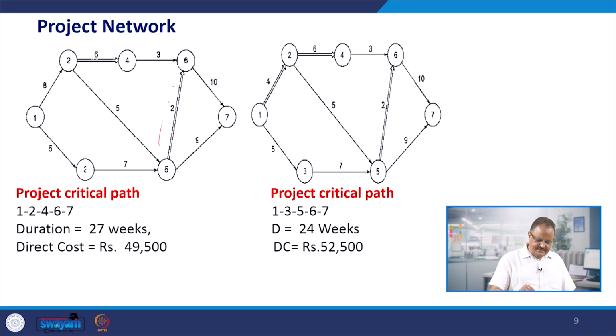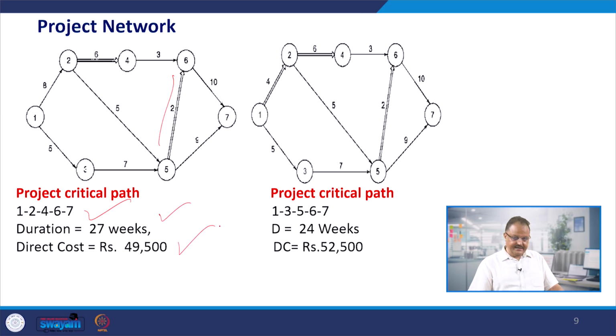So, we find that activity 5 to 6 is the one where the slope is the least. You may call it the difference in the cost, the increase in the cost because of reducing the time; the slope between the time and cost is the least. So, 5 to 6 is the least, and after crashing this activity, we get a new path, that is 1, 2, 4, 6, 7 with a duration of 27 weeks and 49,500 as the total cost.